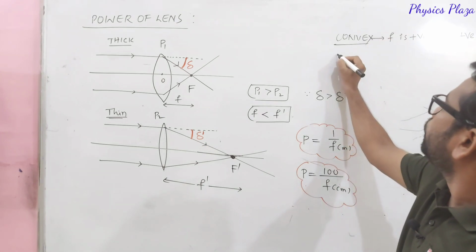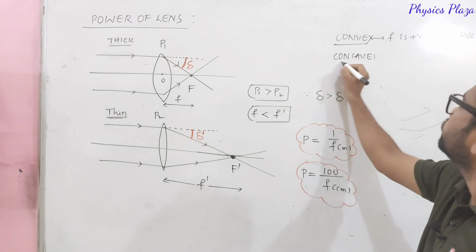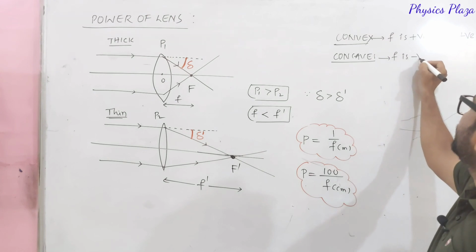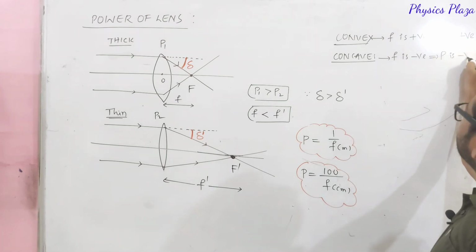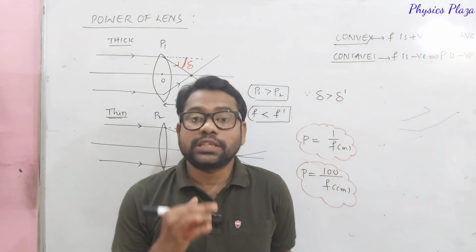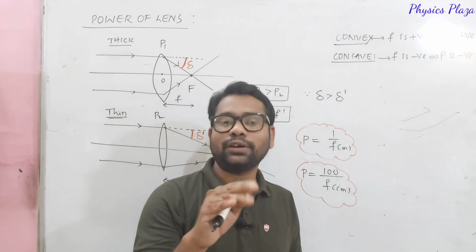Whereas for a concave lens, dear children, according to sign convention, we know that f is negative. So here the power of a concave lens is also negative only. This is a very important thing which we have to understand, and this point is very useful to us when we are solving the numericals based on the power and the focal length.